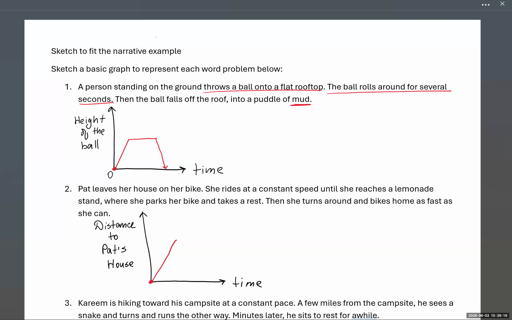Okay. Then she reaches a lemonade stand. She parks her bike and takes a rest. That means that the distance to her house when she's resting and not biking is not going to change. So that's a flat line. Then she turns around and bikes home as fast as she can. That means that the speed, the line, will be steeper than the line in the beginning. And the distance as she's biking home, the distance to her house should decrease. So this is a decreasing and steeper line. It does not say she reached the house, so it's not going to touch the horizontal axis here.